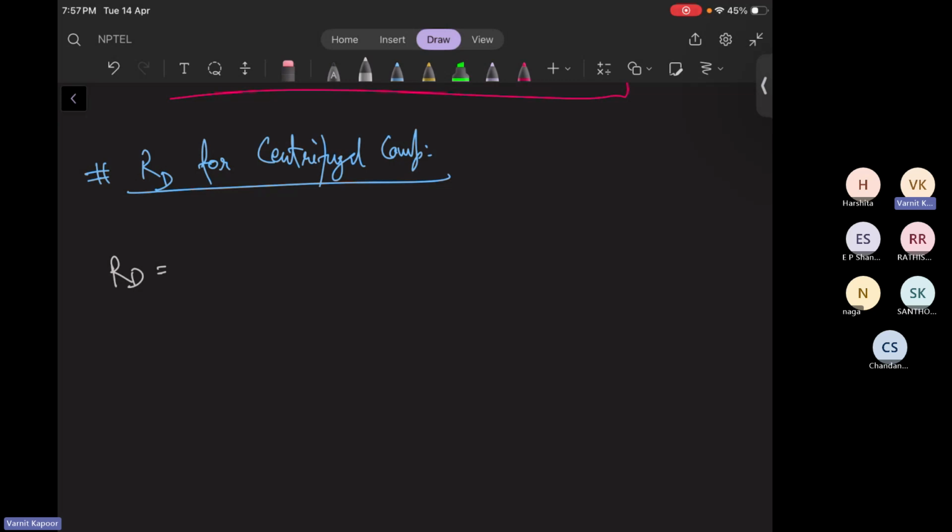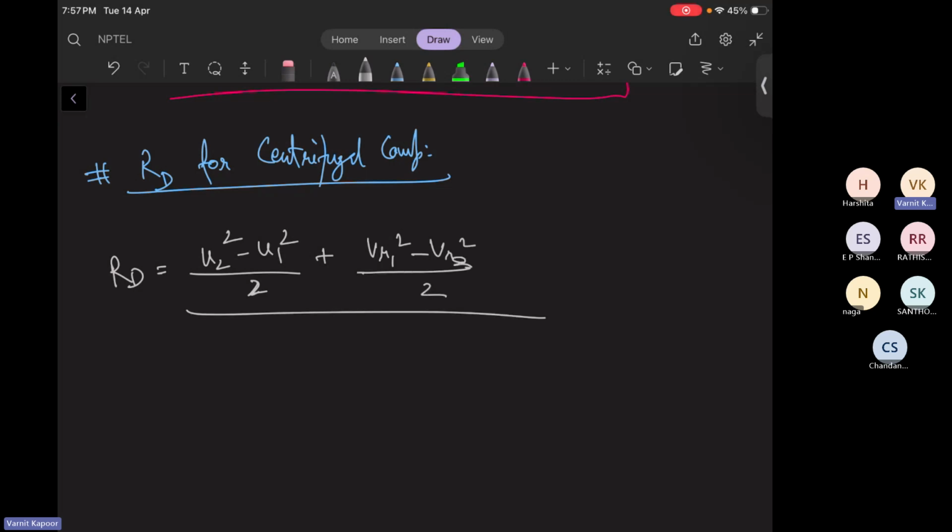It was U2 minus... So here another term will also be there, that is U2 minus U1. This time it is not only VR1, because U1 and U2 are different in a centrifugal compressor. So it will be U2 minus U1 square by 2 plus enthalpy change in the moving blade plus VR1 square minus VR2 square by 2, to that of the complete stage, that is VW2 U2 minus VW1 U1.